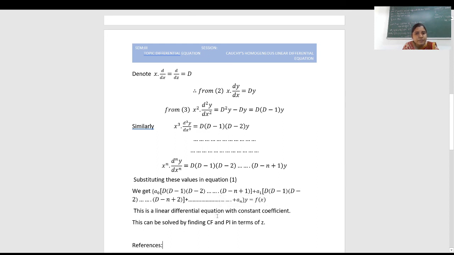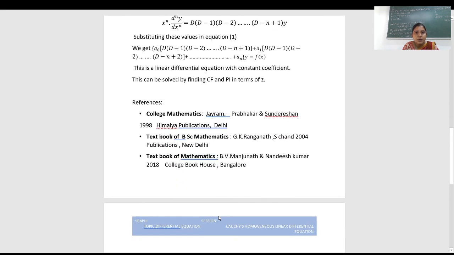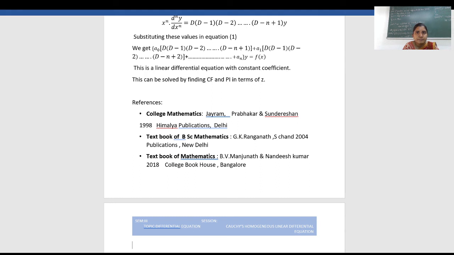This is a linear differential equation with constant coefficients, and we already know how to solve a linear differential equation with constant coefficients. This can be solved by finding the complementary function and particular integral in terms of z. And these are the references; you can solve from these books also. Thank you.